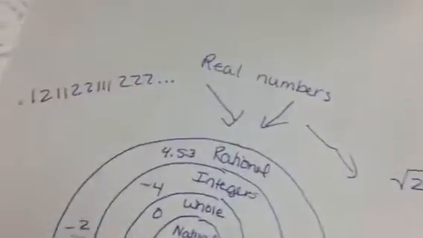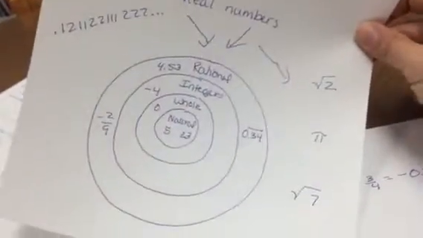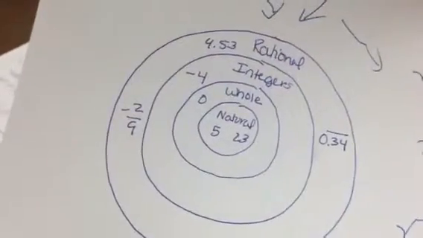So over here, I have a Venn diagram. You guys are going to be doing some Venn diagrams. Real numbers are in the middle there and also on the outside because a real number is rational and irrational numbers. Okay, so let's see this Venn diagram.